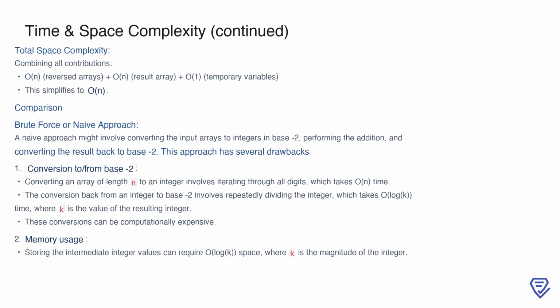Comparing this to a brute force or naive approach, we find clear advantages. In a naive method, the input arrays would first be converted to integers in base -2, and then the result would be converted back to base -2. These conversions involve iterating through the arrays to compute the integer value, which takes O(n) time, and repeatedly dividing the integer to convert back, which takes O(log k) time, where k is the magnitude of the resulting integer. This approach is computationally expensive and also requires O(log k) space to store intermediate integer values.